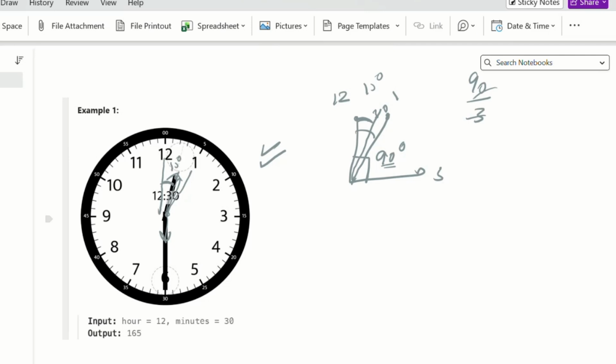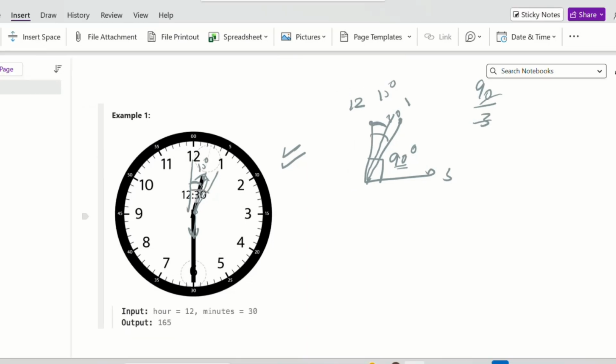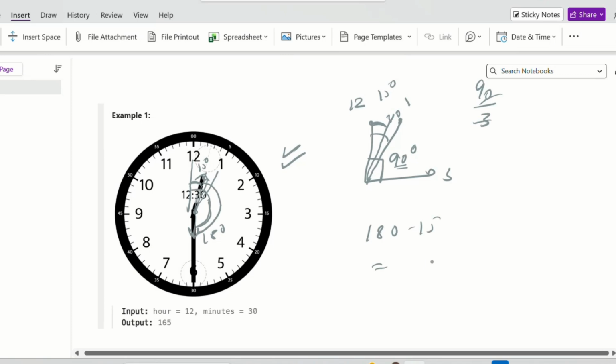And in the same way, the angle between 12 and this minute hand will be 180 degrees. So if we try to find the angle between this and this, it will be 180 minus 15, that is, it will be 165. So we can return 165 as our answer.